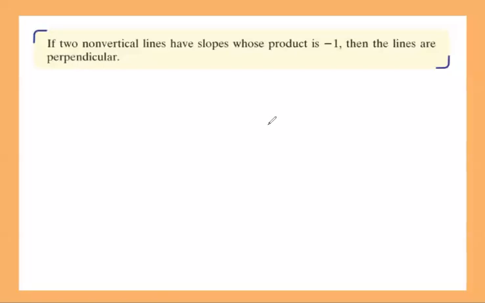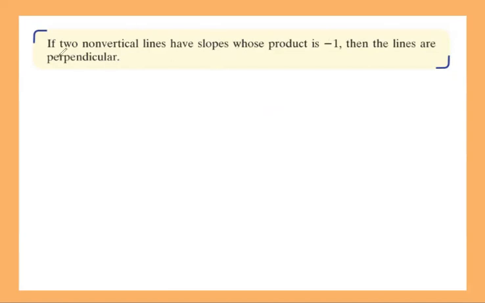Hello, everyone. So we are going to prove a relation that we usually use. Basically, when you have two lines and they are perpendicular, then their slope product should be -1. So this is what we are going to prove. But just make sure you understand that when you have two lines and you multiply their slopes, you get -1 if they are perpendicular.